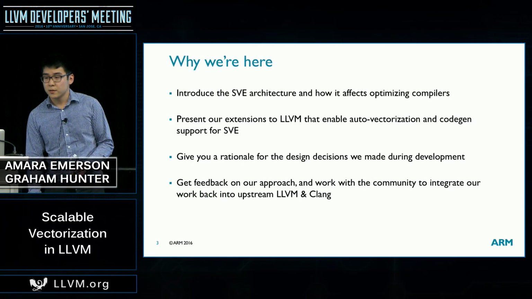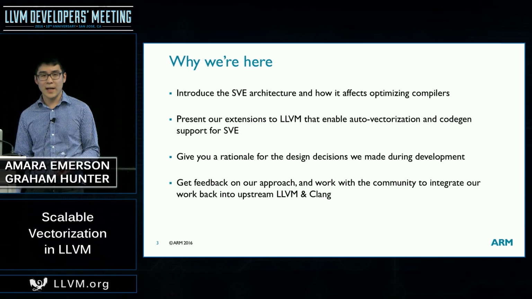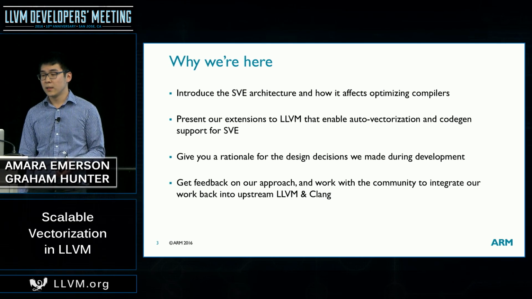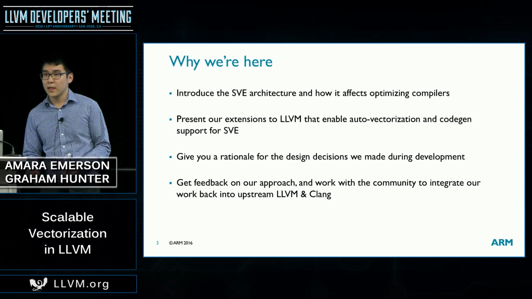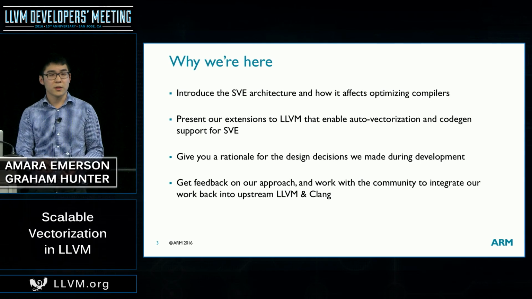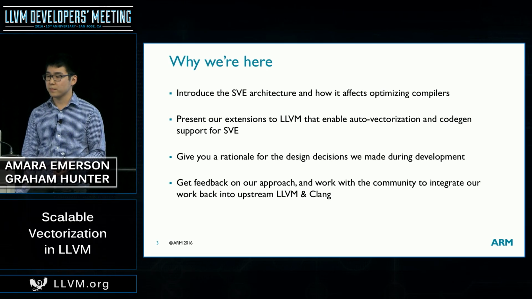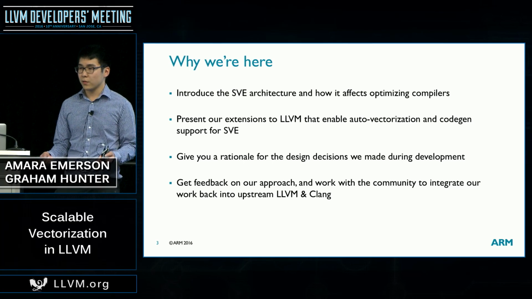We're here today to talk to you about the SVE ARM architecture and how it affects optimizing compilers. We're here to present our extensions to LLVM and Clang to enable auto-vectorization and support for the SVE vector extensions. And we're also going to give you a rationale for the design decisions we've made in the past few years. And finally, we want to get good feedback from you guys on how we can contribute our changes back to the community.